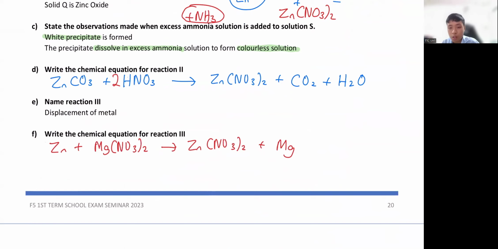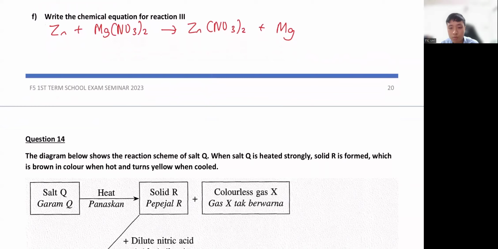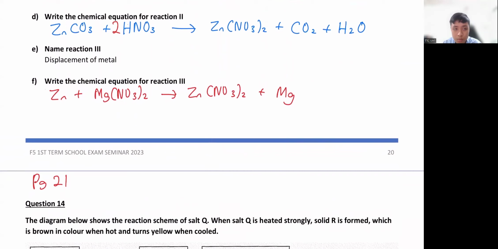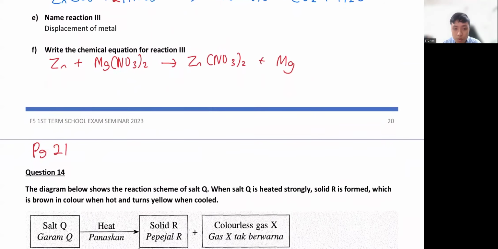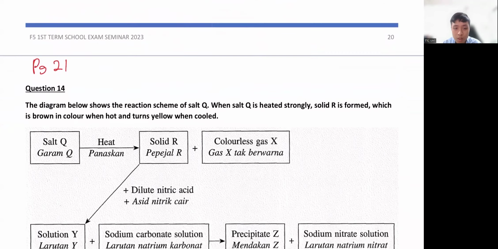Okay, so any problem? Move on. Okay, page 21.